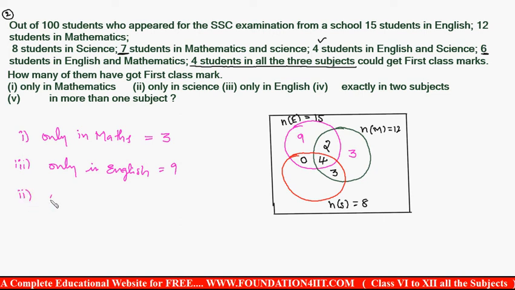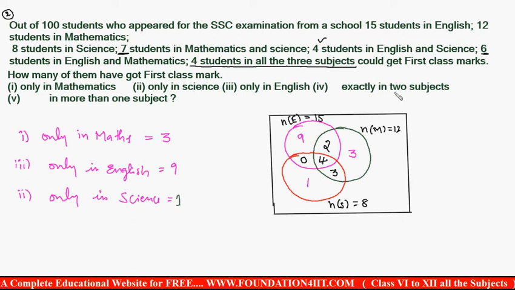Similarly, only in science. This red circle is entirely for science. There are 8 students. 4 plus 3 is 7, 1 more. So only in science is 1. And next, exactly in 2 subjects.